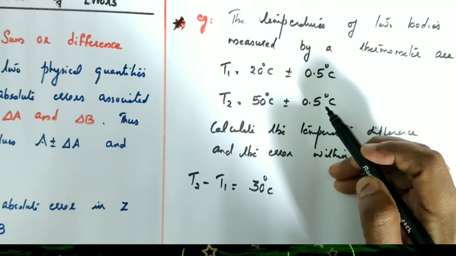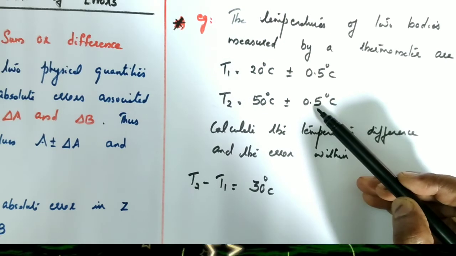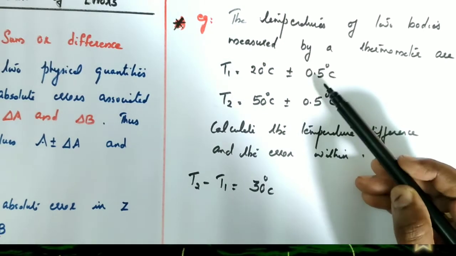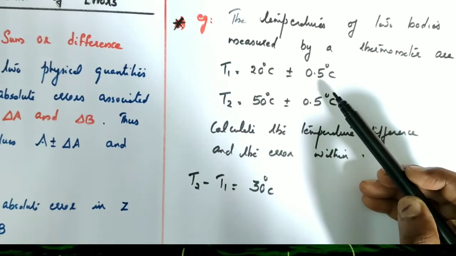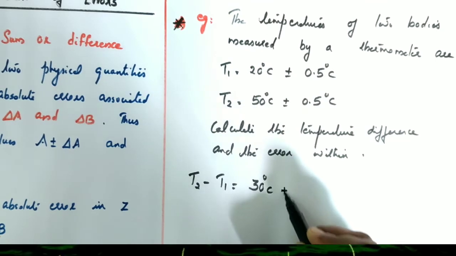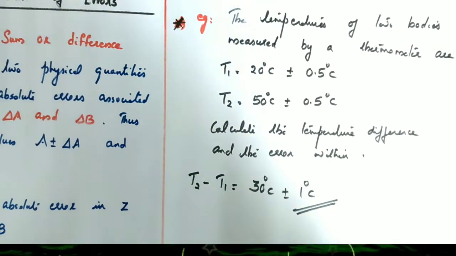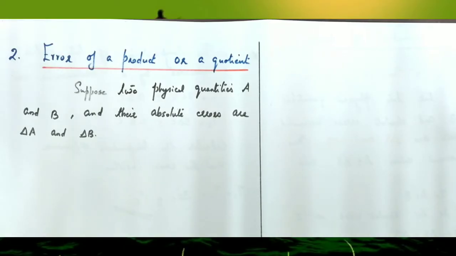These represent the absolute errors, isn't it? So we know that in the error of a sum or difference, when two physical quantities are added or subtracted, the absolute errors should be added up. Errors cannot be subtracted, errors are added up. So what is the error in the difference? 0.5 degrees Celsius plus 0.5 degrees Celsius. Magnitudes can be subtracted but errors are always added. So plus or minus, what is the error? 1 degree Celsius. This is the method of finding error in sum or difference. Second one is error of a product or quotient.